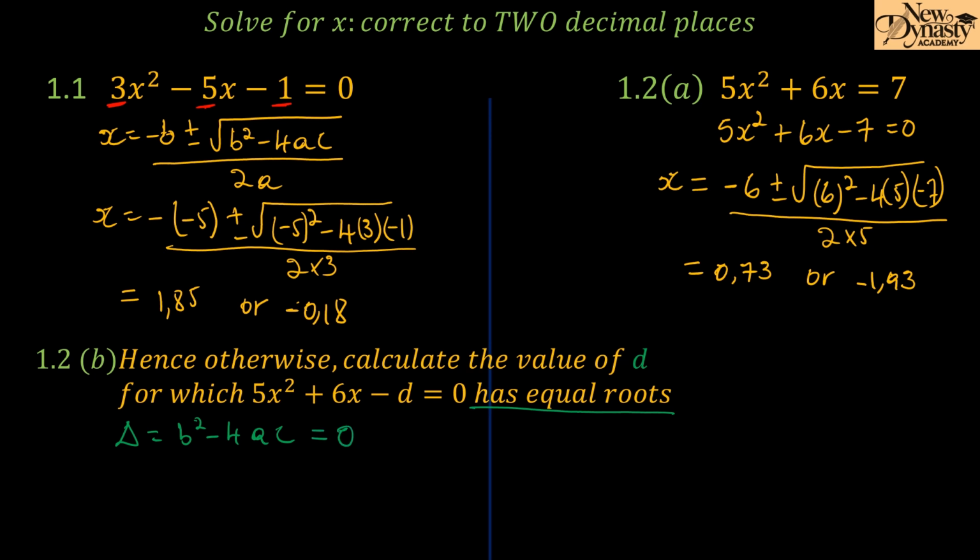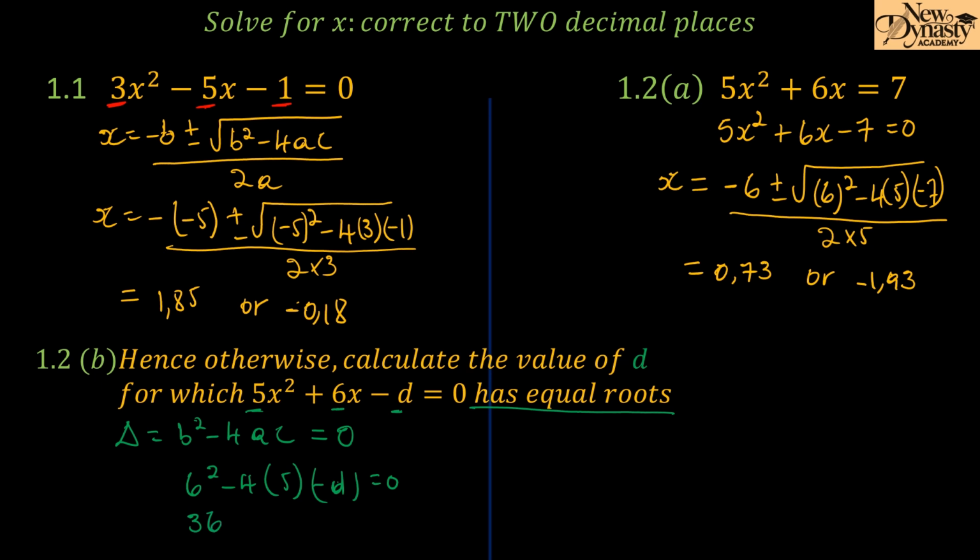So you go on and substitute b squared minus 4ac equals 0 here. So the b value is 6 here, your a value is 5, and d is our c value. So you're going to go on and say your b squared, which is 6 squared minus 4, your a value is 5, and your c value is minus d, negative d, sorry, equals 0. So from here, 6 squared is 36. You can just multiply there.